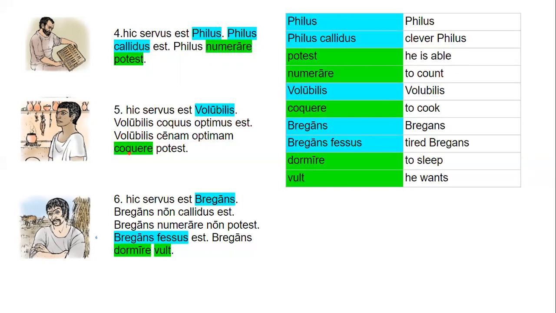Volubilis canem optimum coquere potest. So here we go. We've got another main indicative verb taking a complementary or prolative infinitive. So, and this is the direct object of that infinitive.